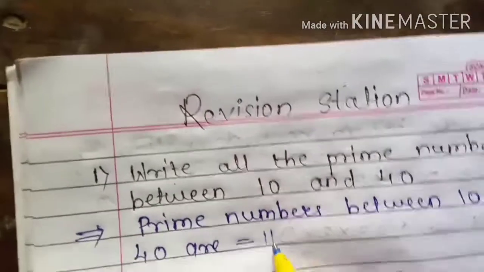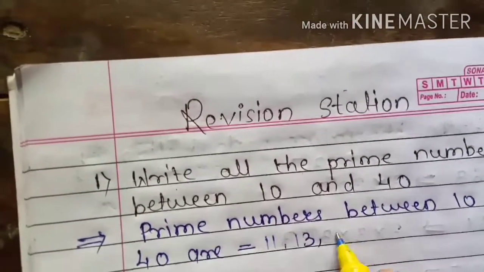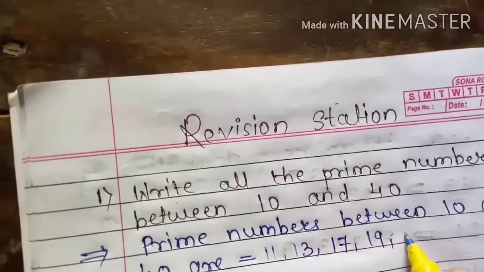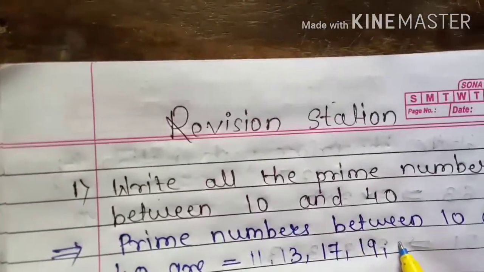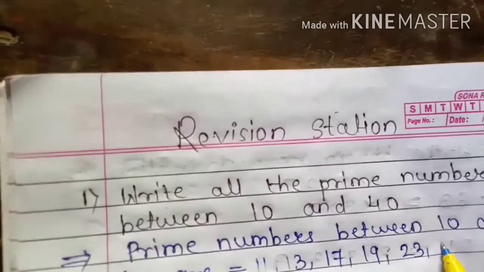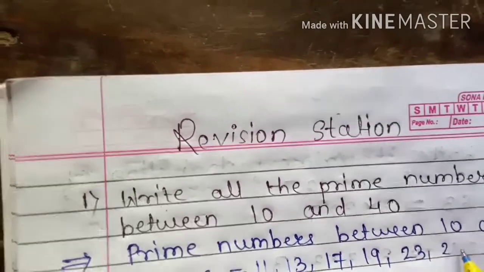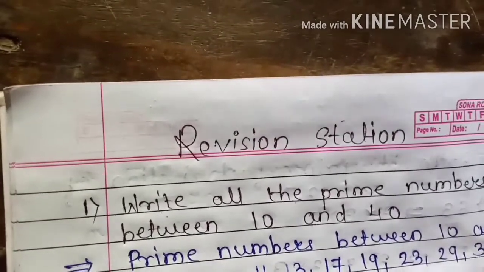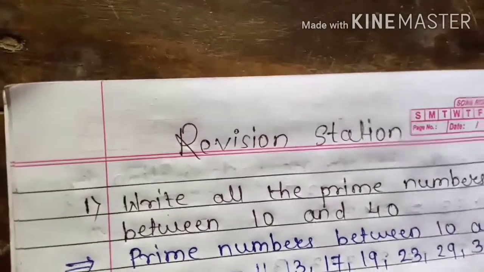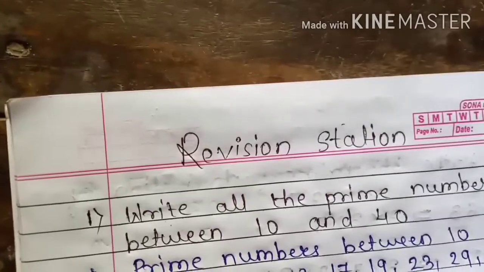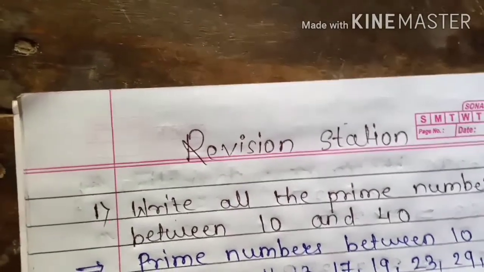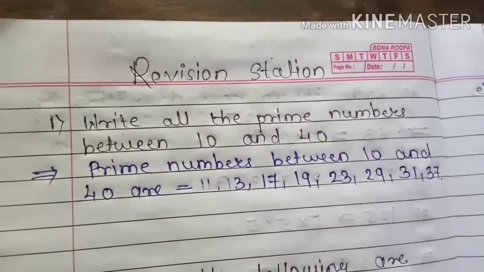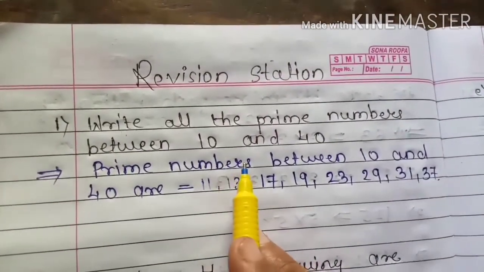11, 13, 17, 19, then 23, 29, 31, then 37, and so these are the prime numbers which are between 10 and 40.